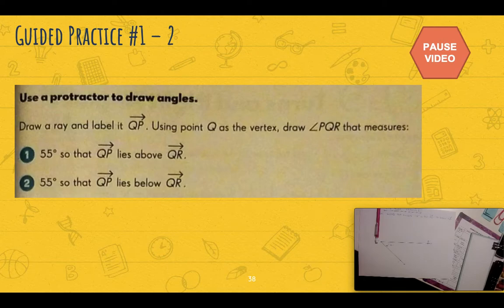Now, can you do guided practice numbers 1 and 2 on your own? And I will see you in a bit. Okay, see you soon.